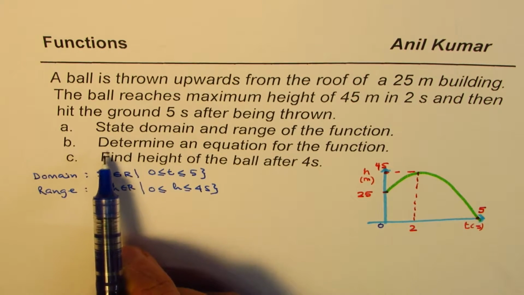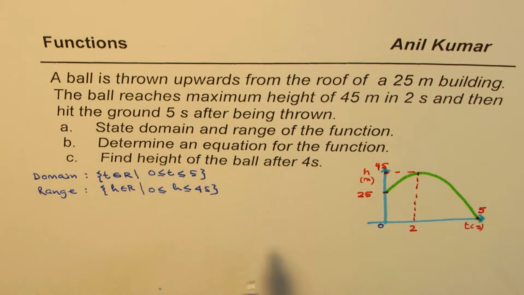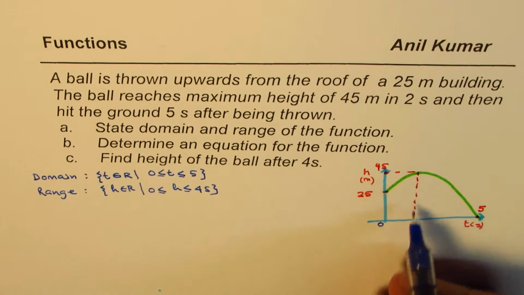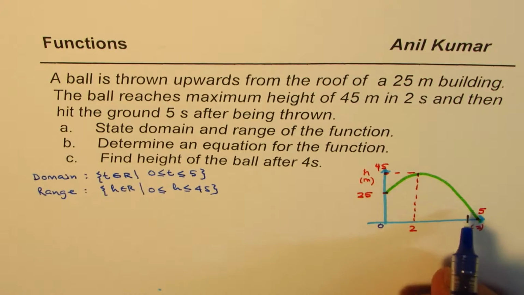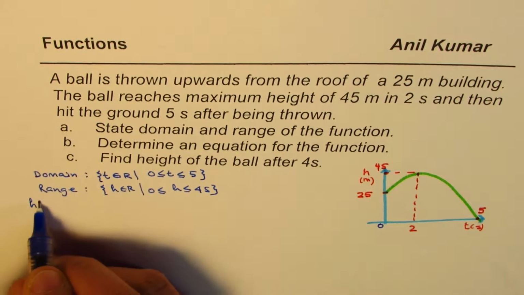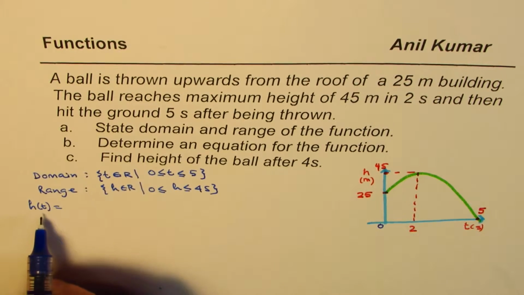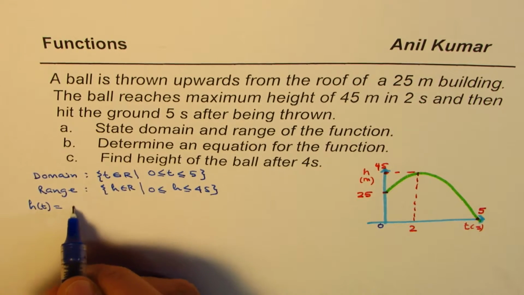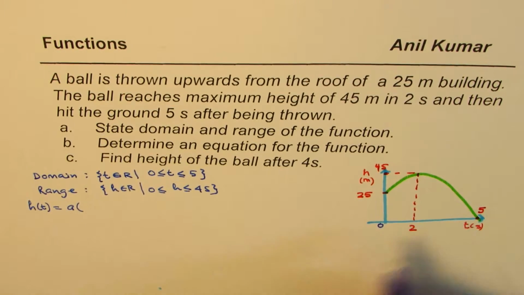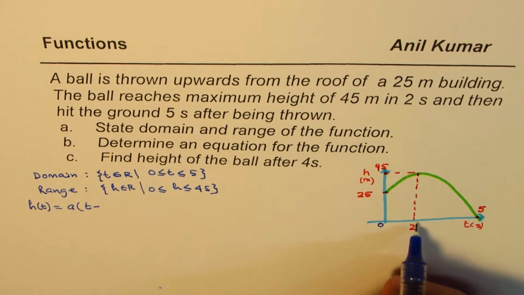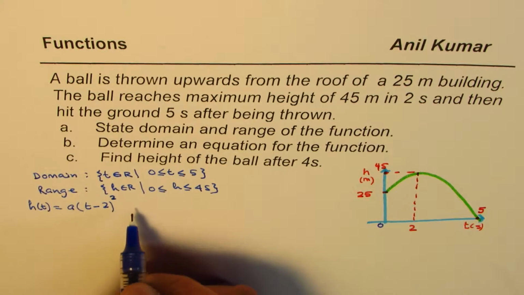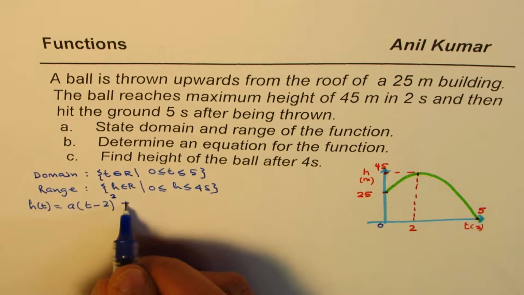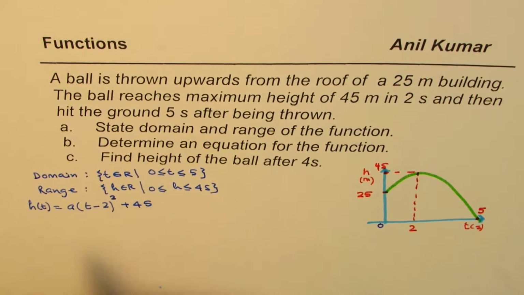Now part B is determine an equation for the function. Now to find the equation, we can use the vertex form of this parabola. This is a parabola, right? So we can say h of t, we'll write height as a function of time, equals a times t, our independent variable, minus 2, since at 2 we have this maximum, right? Minus 2 squared, and the maximum height is 45. So that becomes the equation.